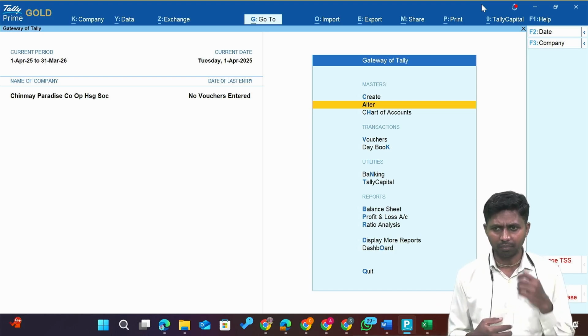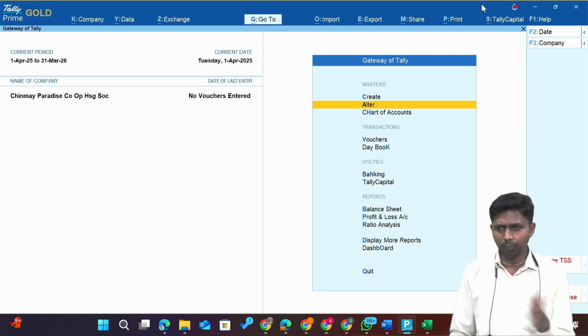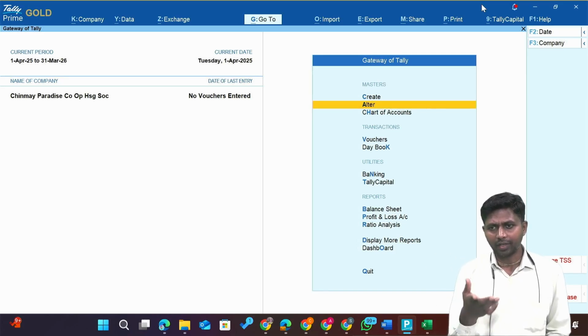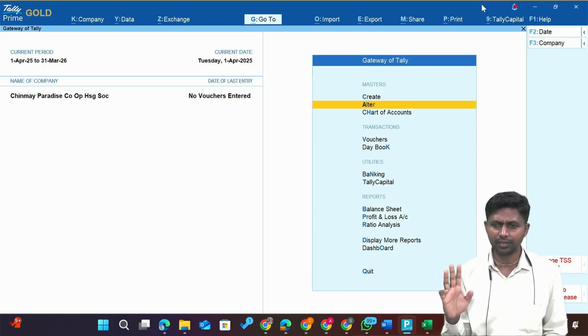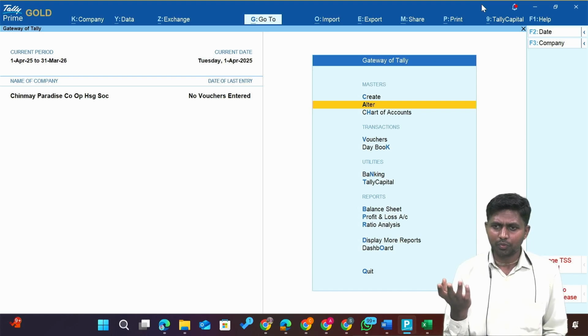Instead of wasting time in copying the data and pasting in the tally, we'll straight away import from the Excel. Now, how to import it from the Excel? That means how to create the accounts in one go. Within a fraction of a second, you can create the ledgers, any number of ledgers. Correct. Very simple, but most of the students don't know.